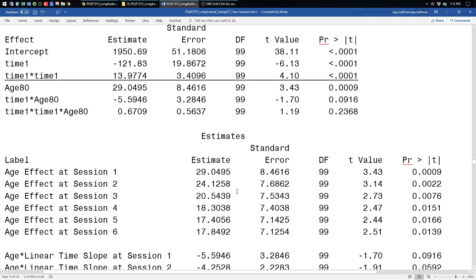Here's our model. It's been a while since we did quadratics, right? But you guys remember the rule? So the first 3 lines, that's my reference trajectory. In this model, it's for an 80-year-old. Given my coding of time, the intercept is the beginning still, so 1950 milliseconds on average. This linear time slope means what? This 121, minus 121. It's for an 80-year-old, I know that, but beyond that, what is it conditional on?